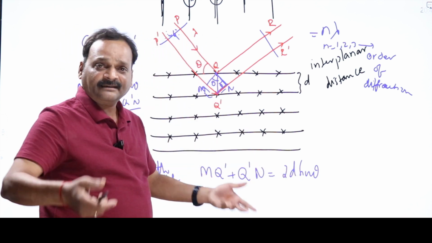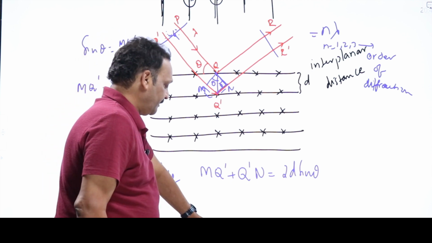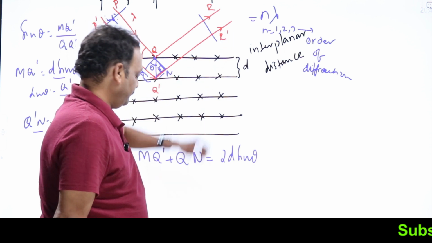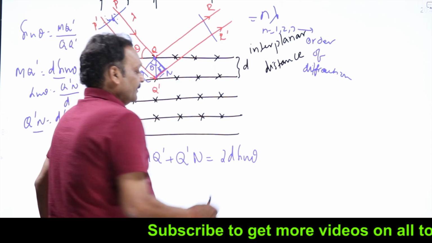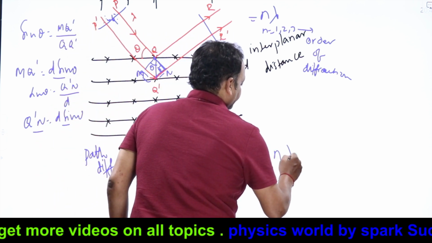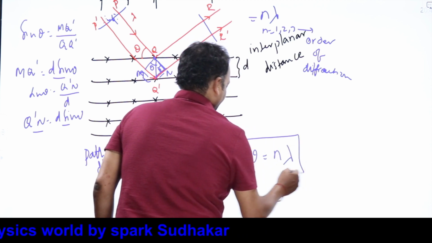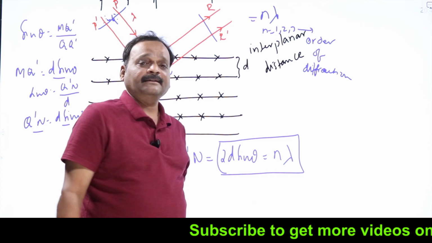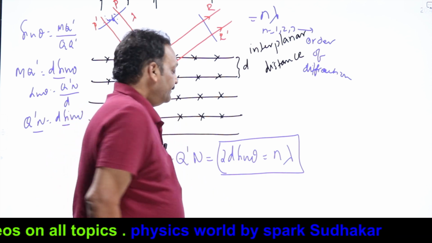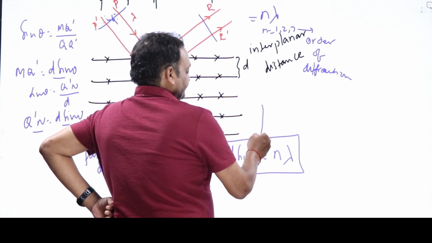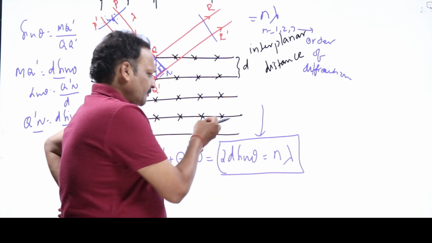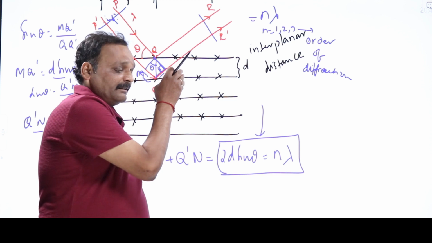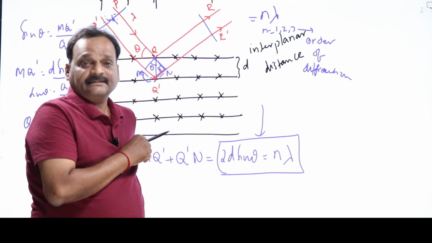Bragg's condition, Bragg's law simply says what? If this 2D sin theta is an integral multiple of lambda, that is n lambda, constructive interference takes place. That is, crest falls on crest, trough falls on trough, and we get maximum intensity. Otherwise, we get minimum intensity. As simple as that. So this is our Bragg's law. Of course, we can expect one or two problems also. It is this Bragg's law which is very, very fundamental in X-ray diffraction.